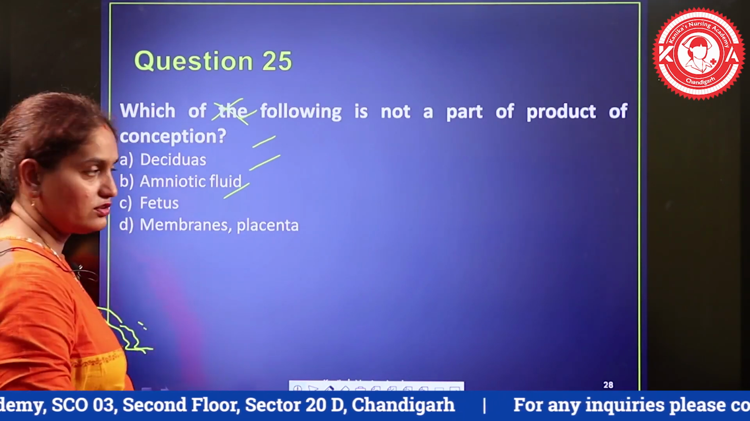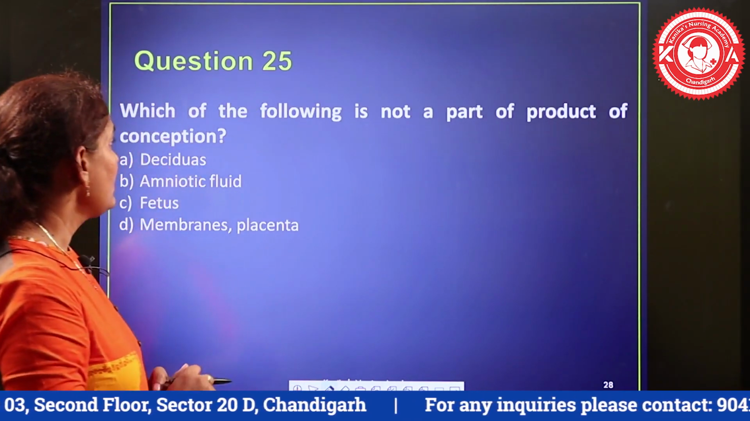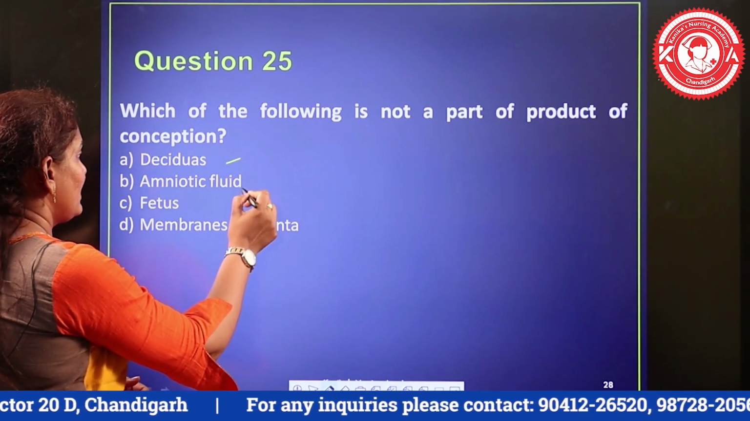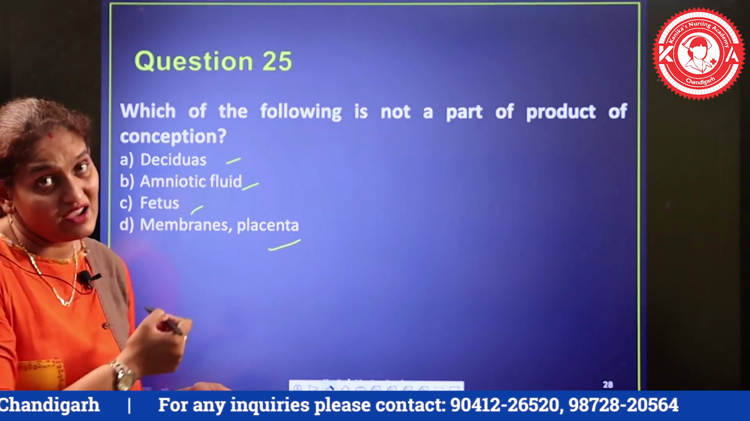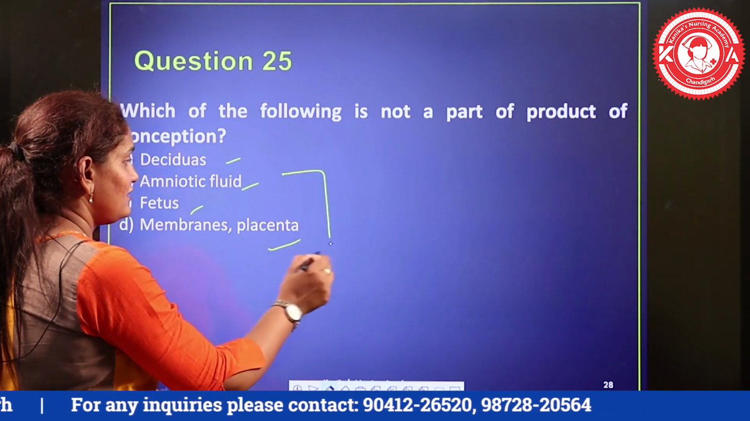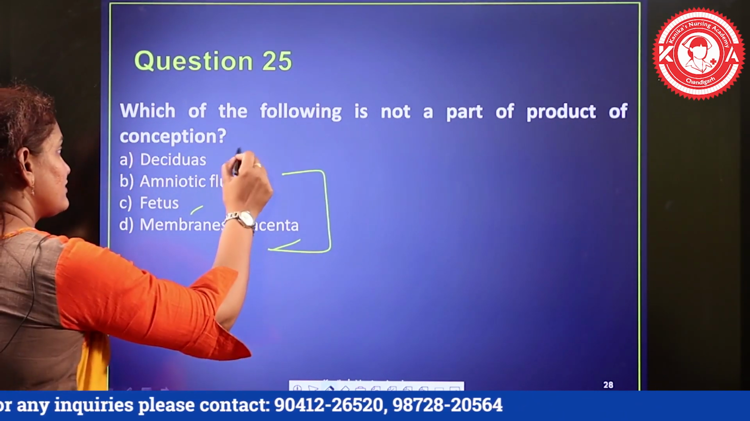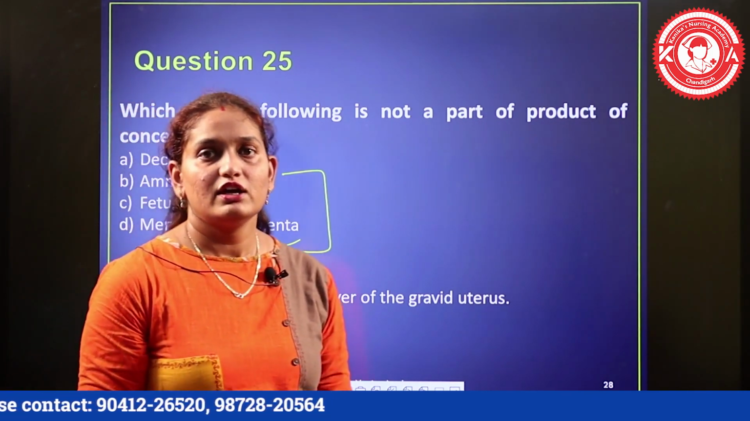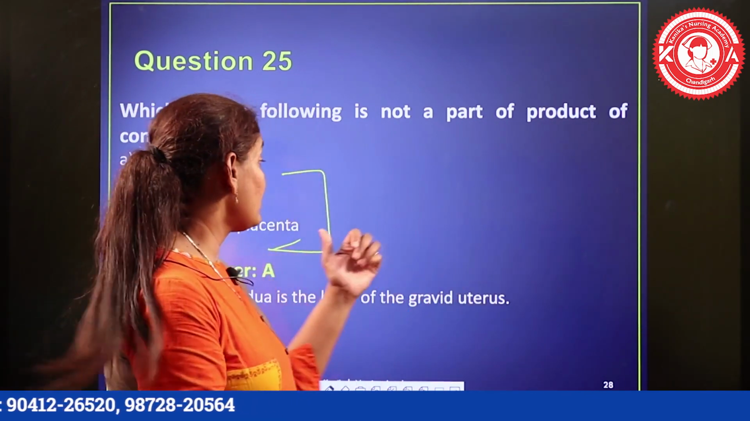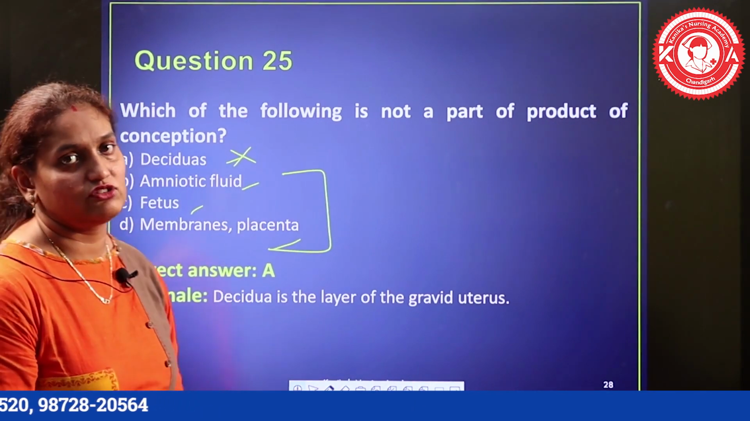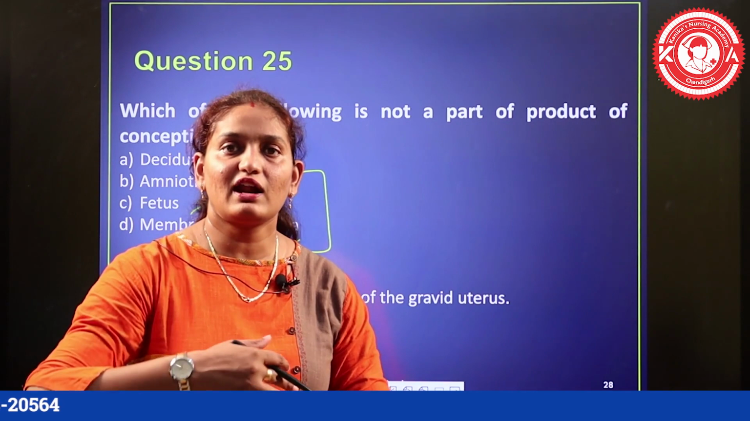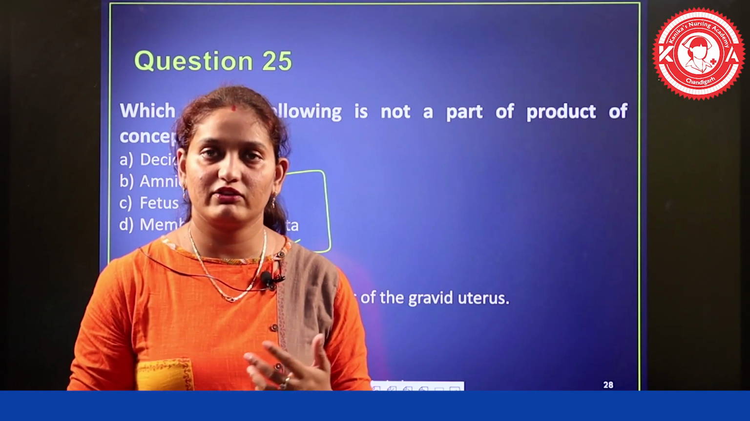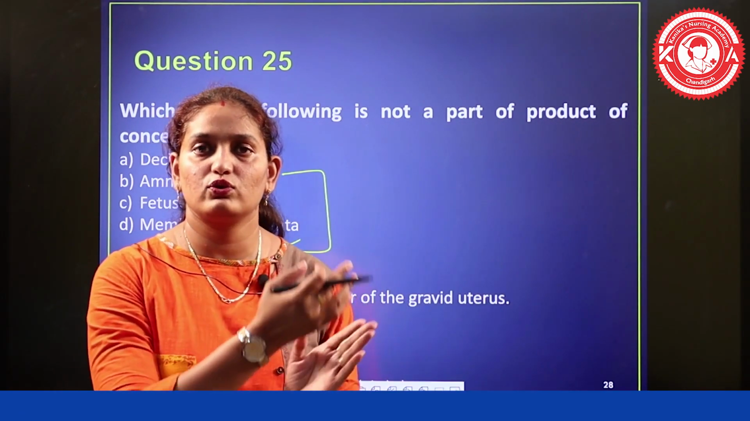So the last question from my part is, which of the following is not a part of the product of conception? The options are decidua, amniotic fluid, fetus, membranes and placenta. Again an easy question to answer. These are the products of conception, but this is not. So the answer is decidua, which is a layer of the gravid uterus. So here I finish with my part of questions, and the rest of the questions will be discussed by my colleagues one by one to make the solution of the question clear to you.